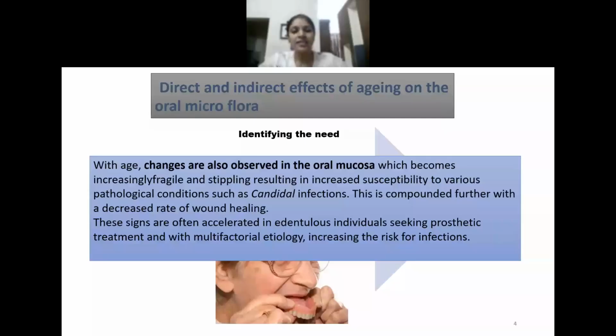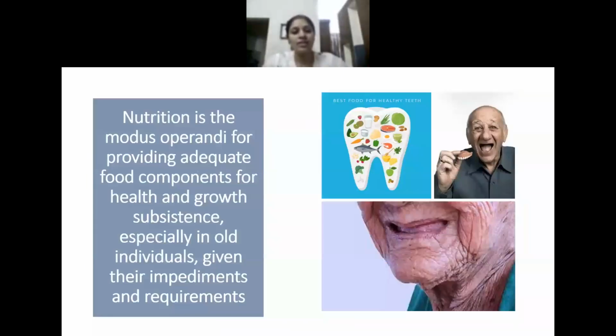With age, changes are also observed in the oral mucosa, which becomes increasingly fragile and stippled, resulting in increased susceptibility to various pathological conditions such as Candida infections. This is compounded further by a decreased rate of wound healing. These signs are often accelerated in edentulous individuals seeking prosthetic treatment, with multifactorial etiology, increasing the risk for further infections. Nutrition is the modus operandi for providing adequate food components for health and growth sustenance, especially in old individuals, given their impediments and requirements.